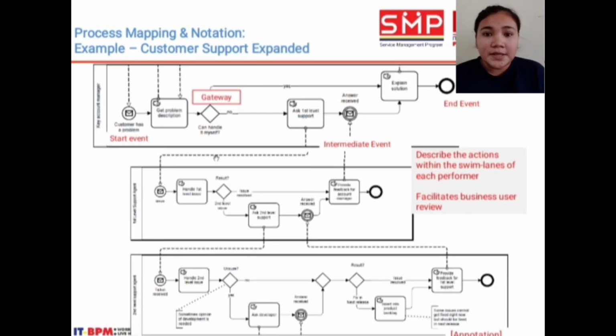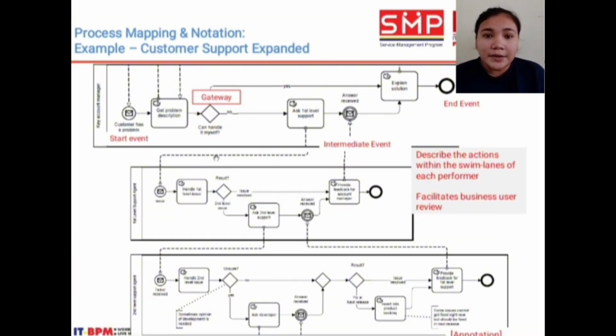The BPM process involves three lanes. First one is the key account manager. They start the process when the customer reports a problem, gather the description, decide if they can solve it, and if not, send the issue to first level support. After receiving an answer, the KAM explains the solution to the customer and ends the process.